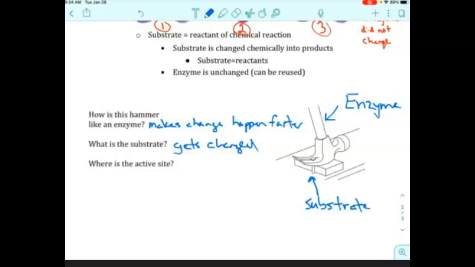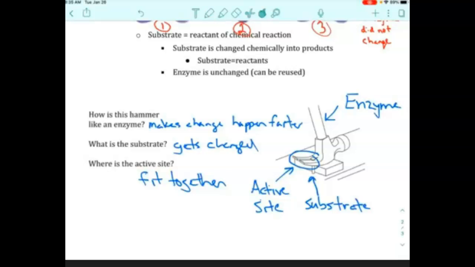The last thing to notice is the active site, right? In order for the hammer to affect change on the substrate, they have to fit together, right? And so the spot on the hammer where that's happening right there is what we call the claw of the hammer. That spot on the back is called a claw. That's the active site. Notice that the shape of the enzyme, the shape of the hammer, is not the same as the shape of the substrate, but they fit together. They complement each other. And so that's how the enzyme is able to change the shape of the substrate.